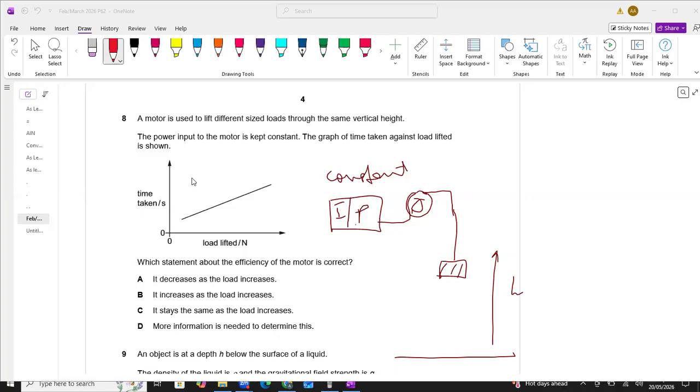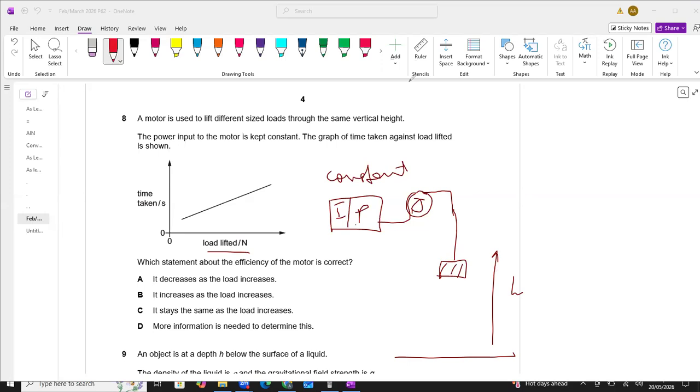So they have given us a graph. In the graph, you can see on the x-axis they are taking the load lifted in Newton. So it means obviously we are considering the relation between the different loads. Obviously, the load will have different values versus the time taken.